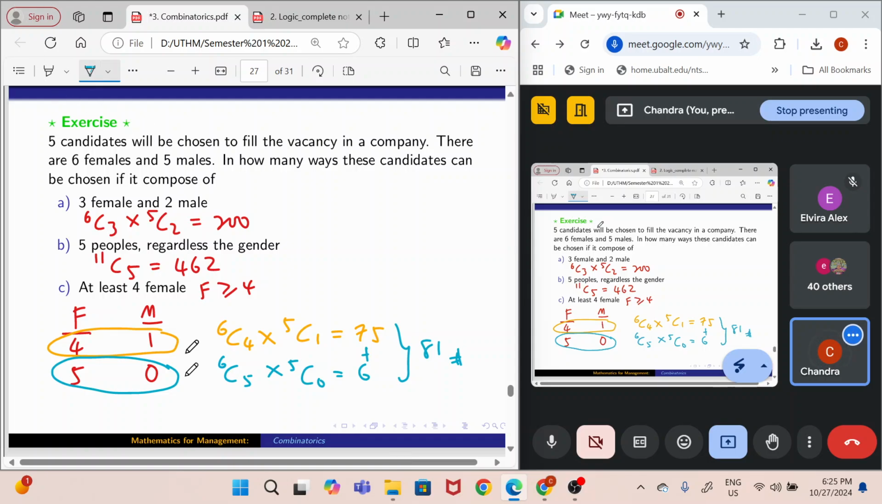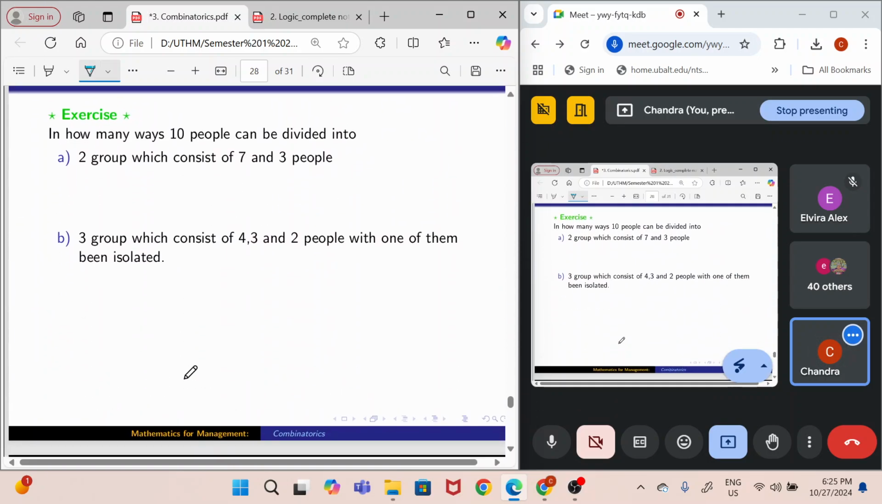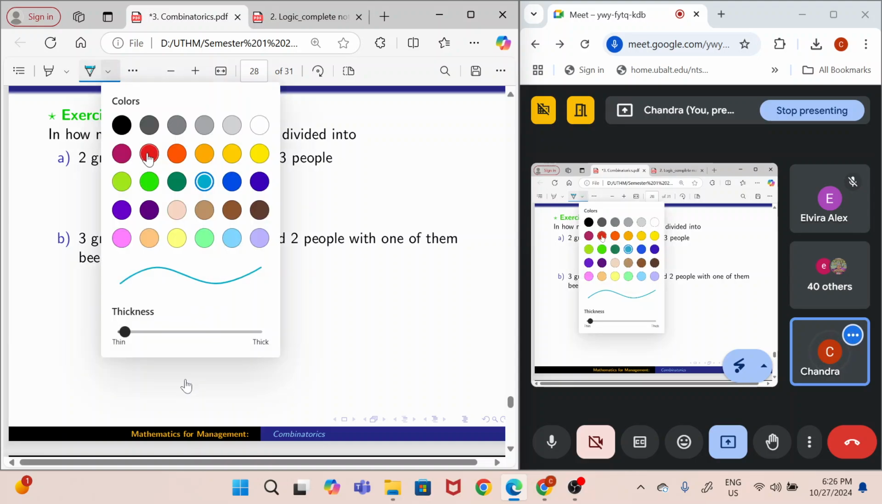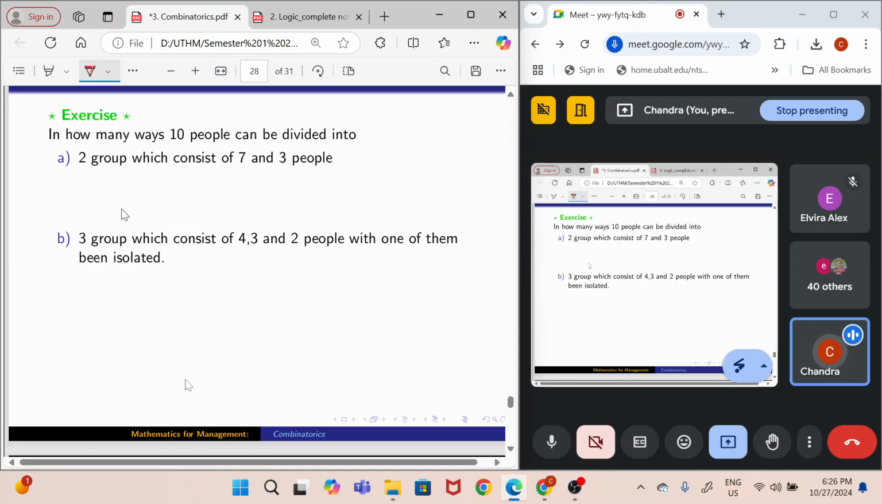Next one. In how many ways can 10 people be divided into 2 groups? Okay, so the first, 10 people we want to divide into 2 groups which consist of 7 and 3. So 10C7. Okay, so you choose one group here, 10C7. 7 people you already choose. Left is how many people? 3. Out of 3 you choose another 3 more people. If you compute this, 120.